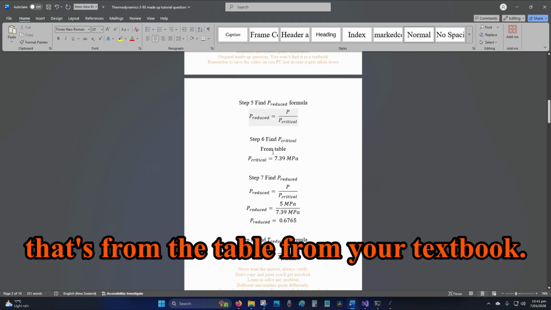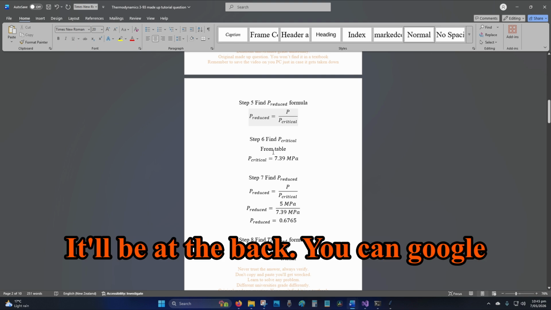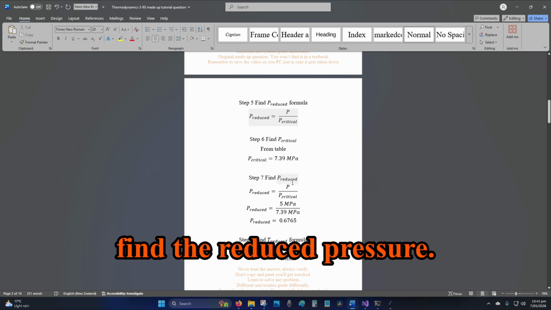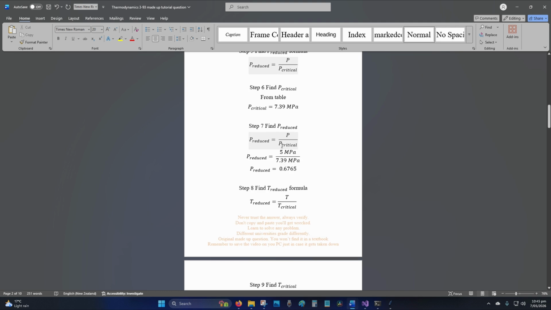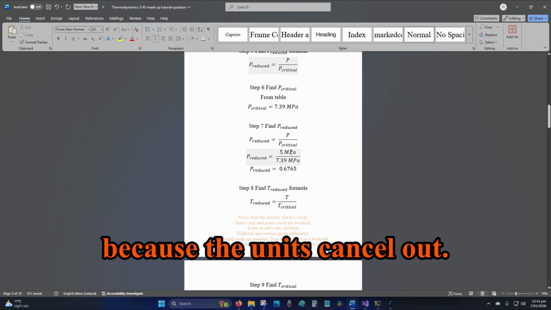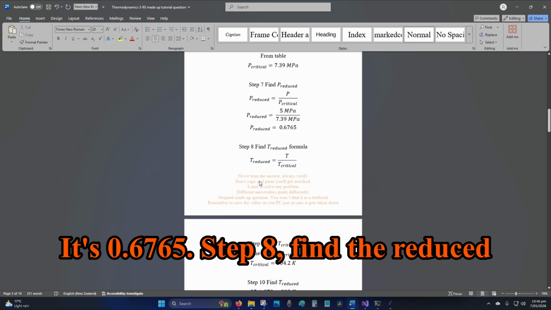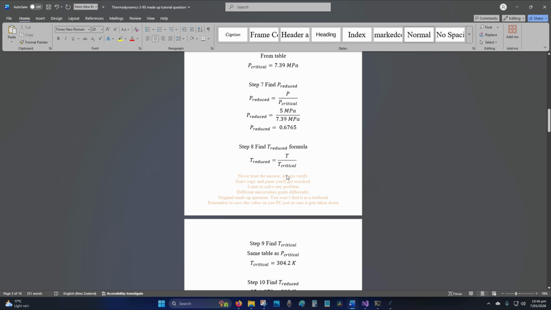That's from the table in your textbook, at the back. You can Google search this as well. It'll be 7.39 MPa. Step 7, find the reduced pressure. Plug and play, you'll get the ratio because the units cancel out. It's 0.6765. Step 8, find the reduced temperature formula.